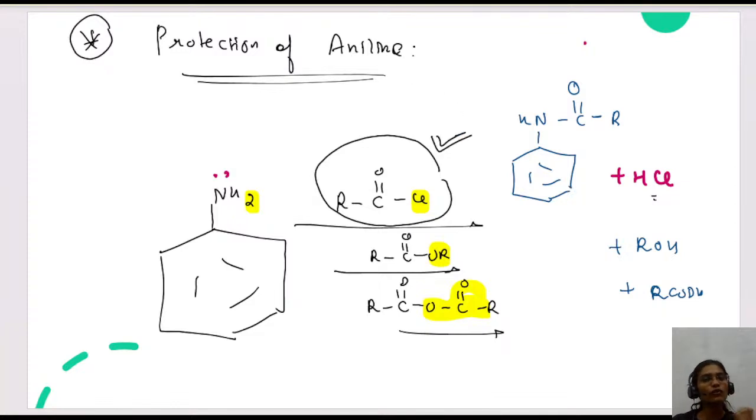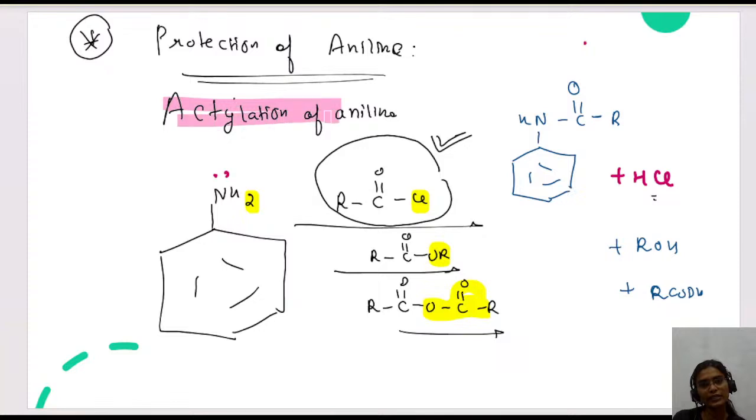So protection of aniline, or protection of amine, is nothing but the acetylation process of aniline. So let me just write acetylation of aniline. Maybe in a book sometimes protection is not written, so maybe acetylation will be there. Okay, both are fine: acetylation or protection of aniline. The point number one, we have to protect this.